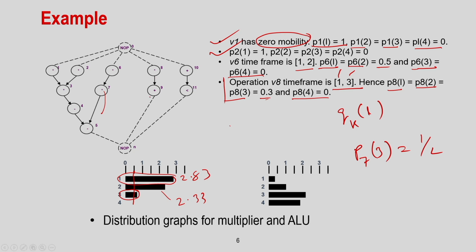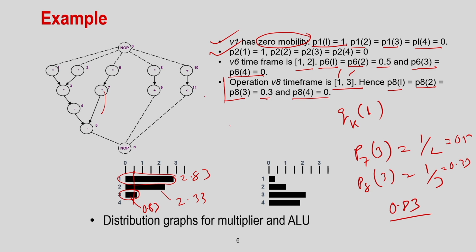So 8 can schedule. So P8 of timestamp 3 is 1 by 3, which is basically 0.5 plus 0.33, this is basically 0.83, right. So you can see this is 0.83. And for timestamp 4 it is 0, because none of the multiplier can schedule in timestamp 4.